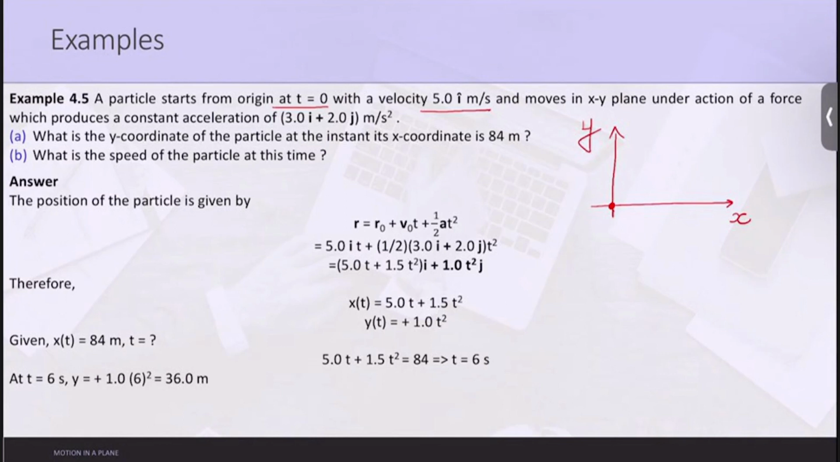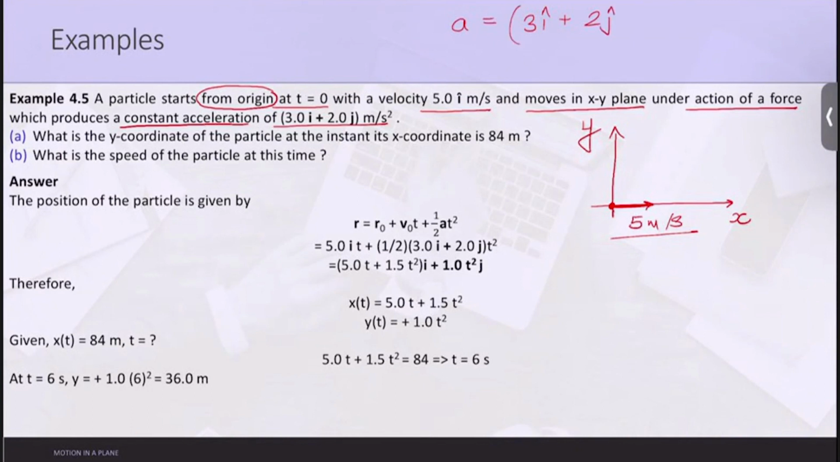Okay, so what would have happened here? There would have been a velocity in this direction with a magnitude of 5 meter per second. Okay, it is written here, sorry. So we don't have to assume. It is written that the particle starts from origin at t equal to 0 with a velocity 5 i cap meter per second and moves in the xy plane under the action of a force which produces a constant acceleration of 3 i cap plus 2 j cap. So here acceleration is given to you to be constant, which is 3 i cap plus 2 j cap meter per second square.